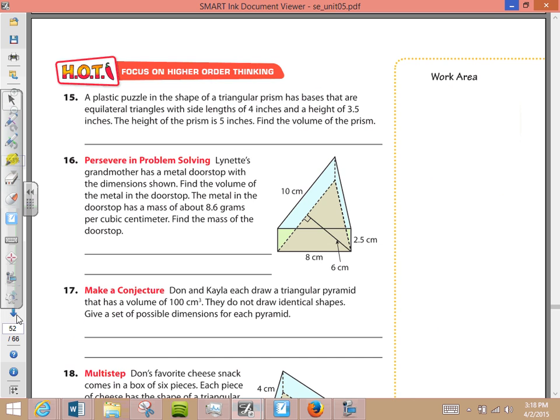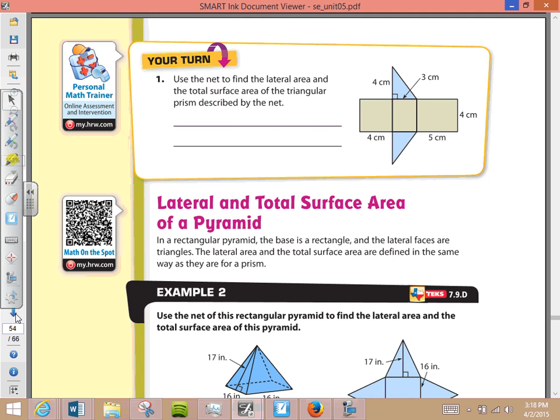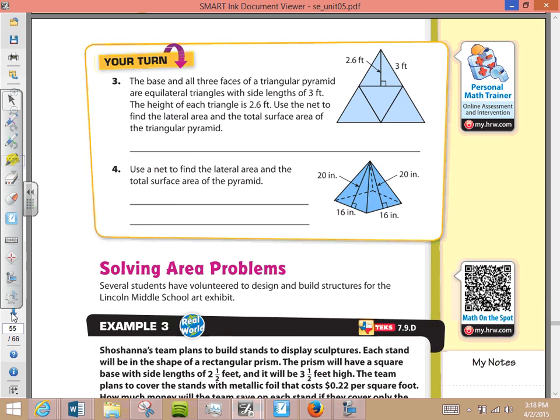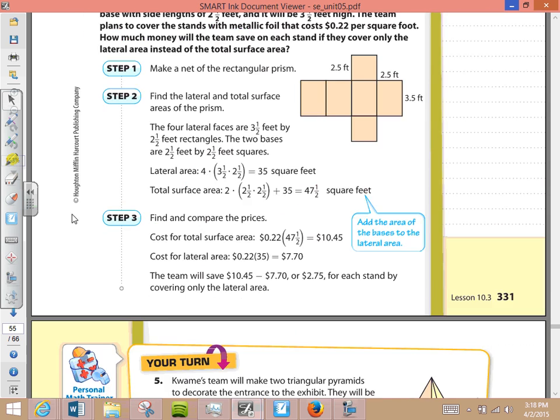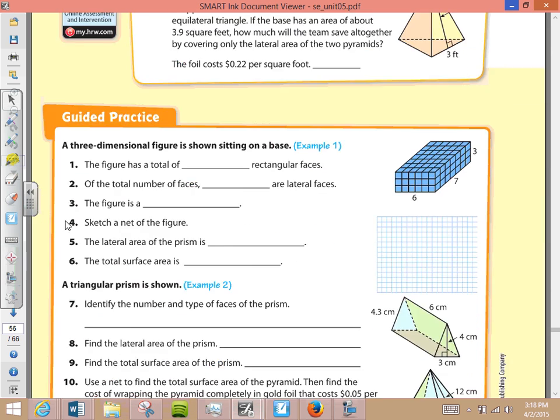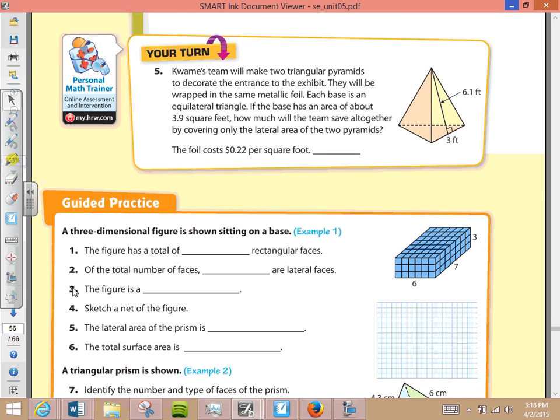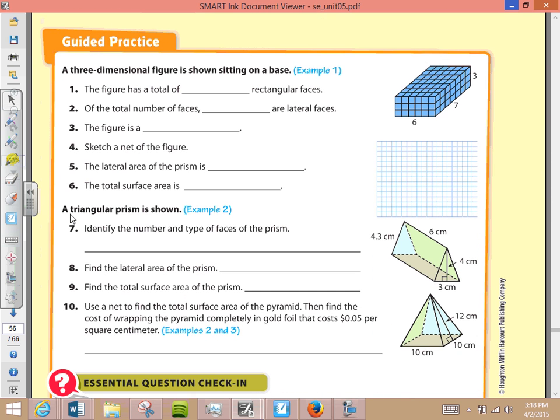All right. So let's go and look at our paper. On page 332, I want you to work on number 8 and number 9 individually. I'll give you a couple of minutes to finish it.